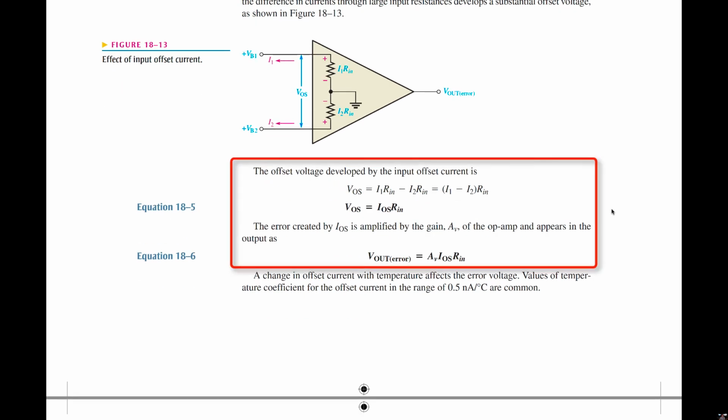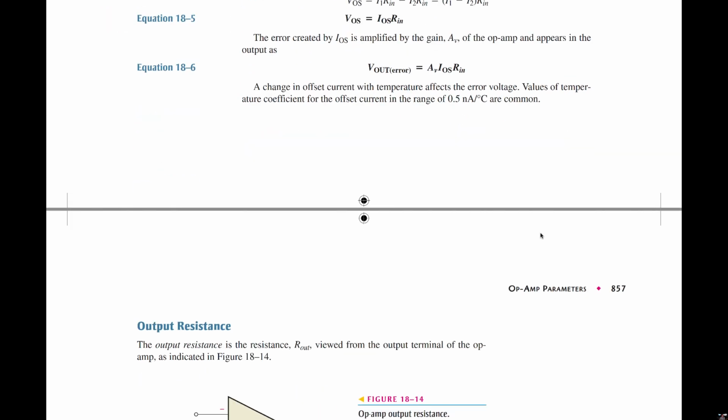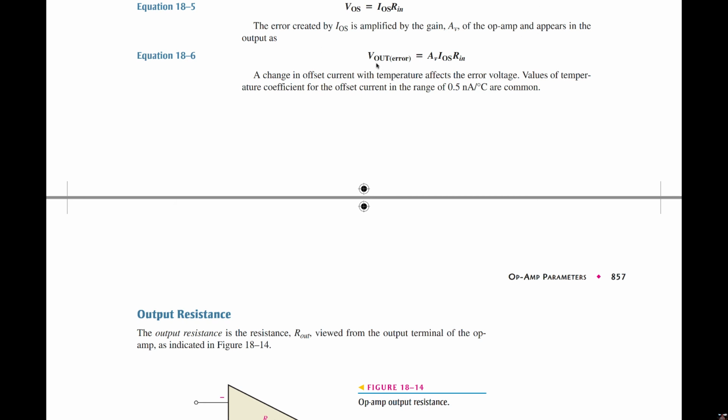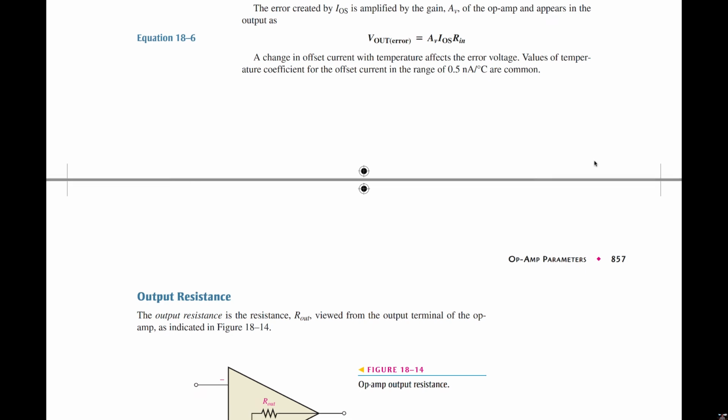The offset voltage developed by the input offset current is as given. So V offset is equal to IOS times Rin. The error created by IOS is amplified by the gain Av of the op amp and appears at the output as V out as the error. So it's the gain times the offset current times Rin. The change in offset current with temperature affects the error voltage. Values of temperature coefficient for the offset current in the range of a half a nanoamp per degree are common.